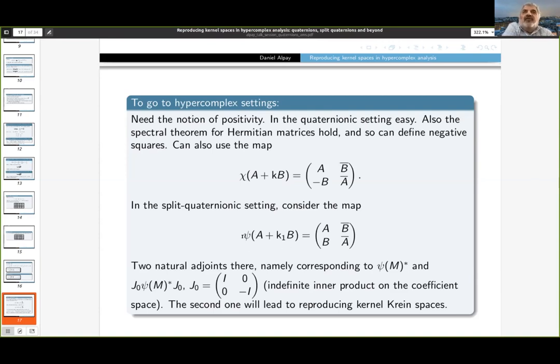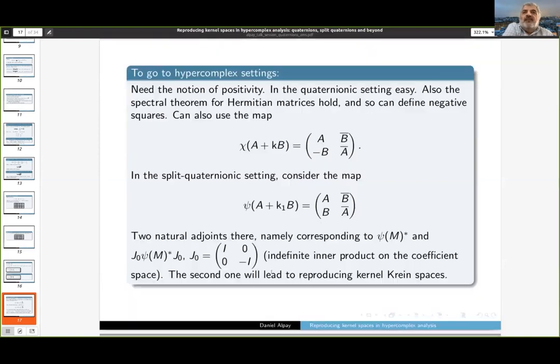And in a split quaternionic setting, you have this one. And here there is something interesting for the split quaternion. You have two natural adjoints. This doesn't appear for this one. You can just take the adjoint, and it corresponds to a natural symmetry. Or you can take this one, where J0 is 1, 0, 0, minus 1. This J0 is not a split quaternion. But when you make the whole product, it goes back to being a split quaternion, and it gives another symmetry, in some sense an indefinite inner product in the coefficient space, and that leads to reproducing kernel Krein spaces.